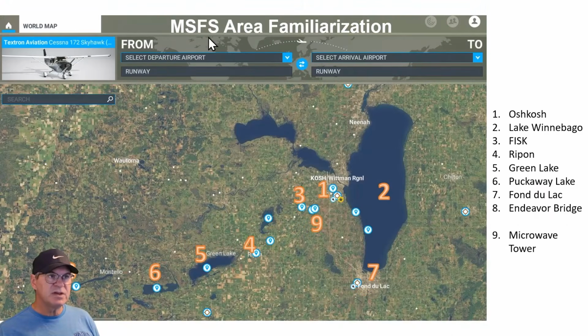I'm using Microsoft's Flight Simulator for this demonstration, and it's similar in the other sims. Same geography, of course. There's Oshkosh right there. And you can see it does have some POIs here, as they call it in the sim. Here's our 4 insertion points.